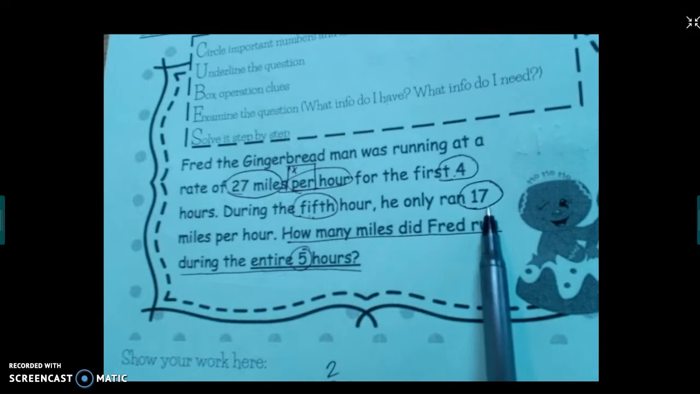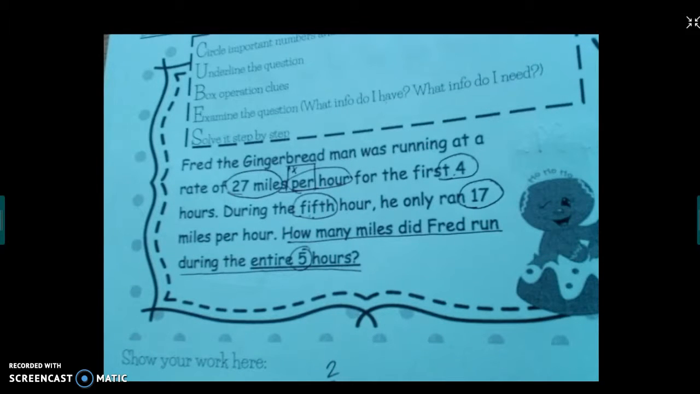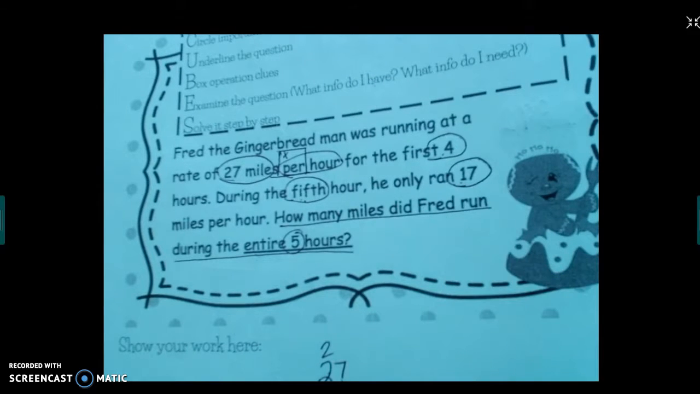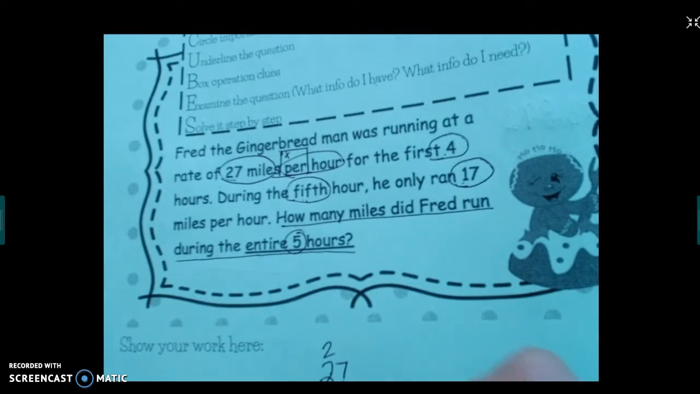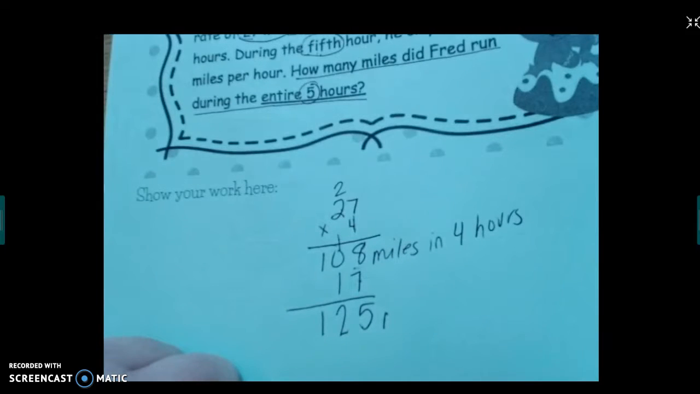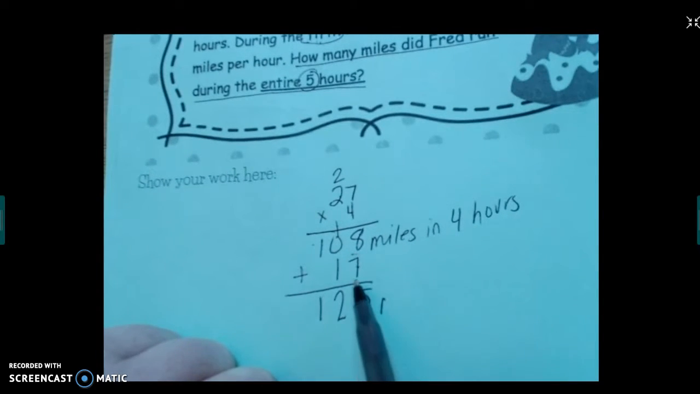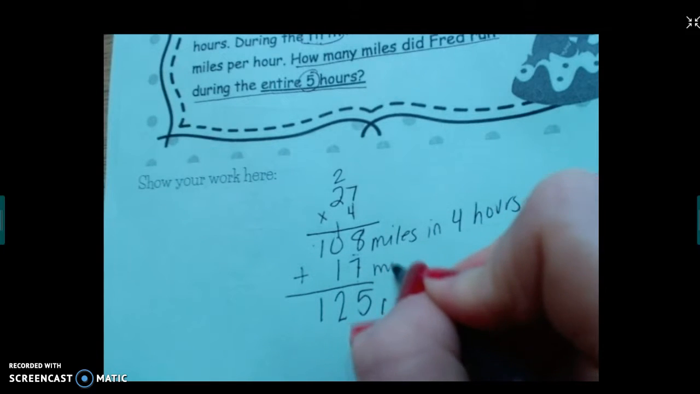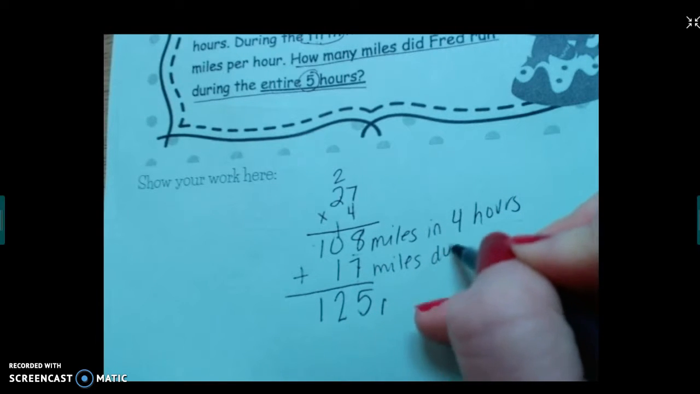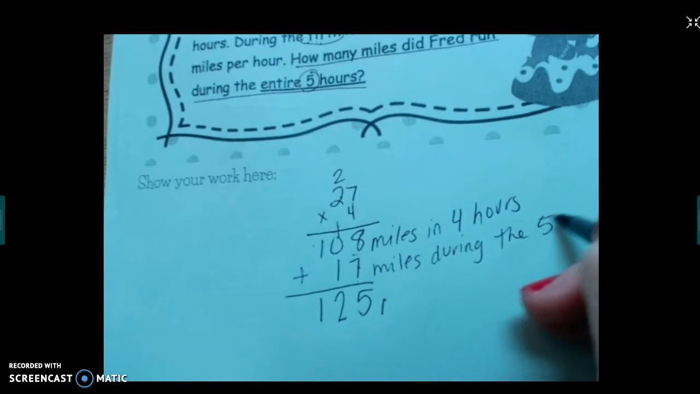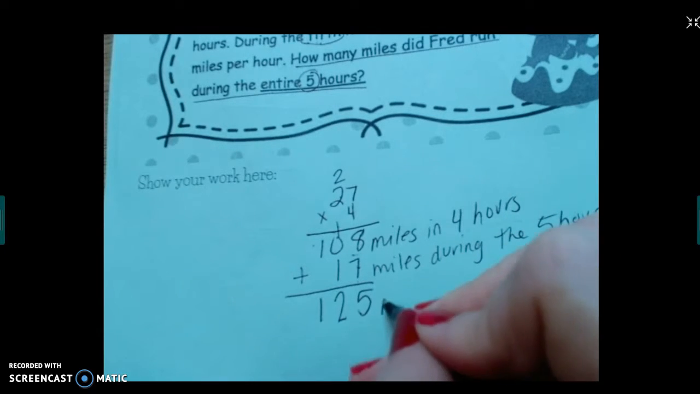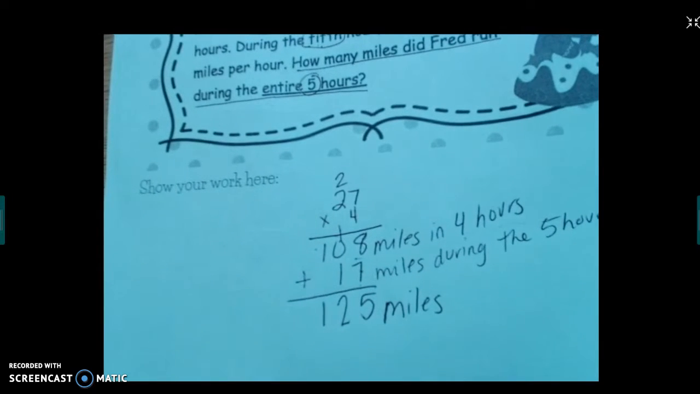The 5th hour, he only ran 17 miles per hour. Okay, so we're going to go ahead and add that 17 miles in. So we know 8 plus 7 is 15, so we carry the 1. So he ran 108, sorry, I was off the screen. We're going to add in that 17 miles during the 5th hour. Okay, so he ran 125 miles during 5 hours.